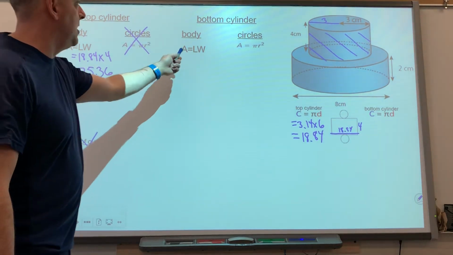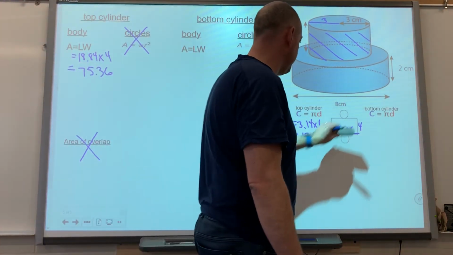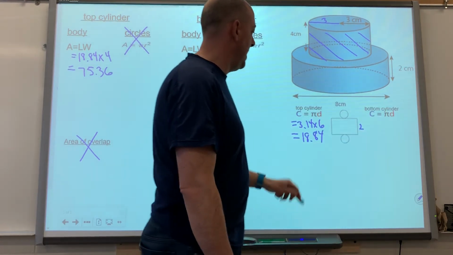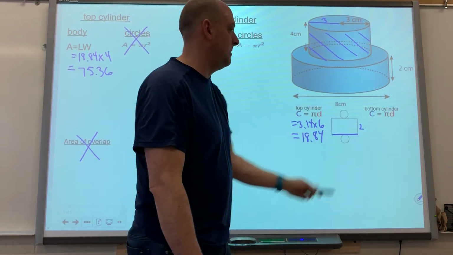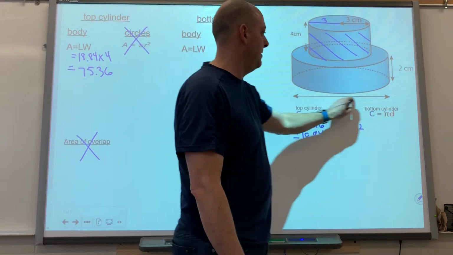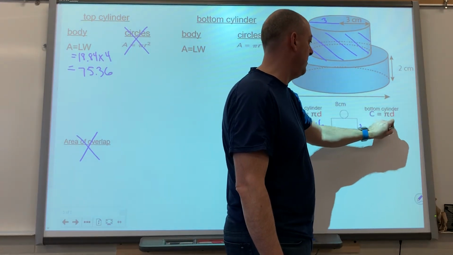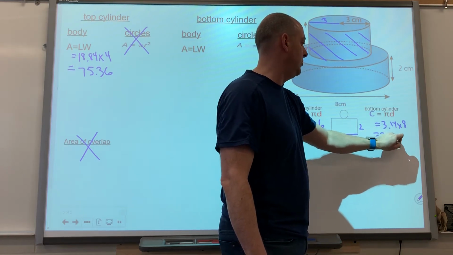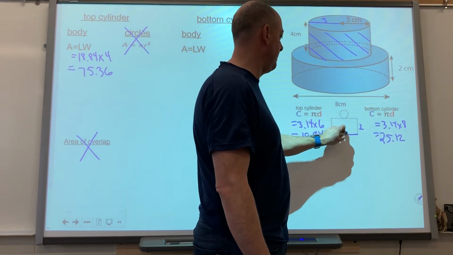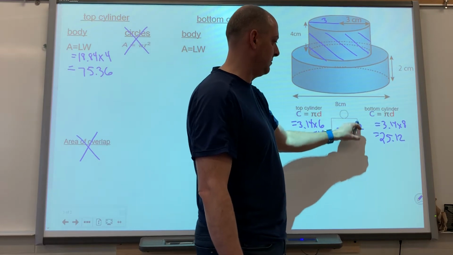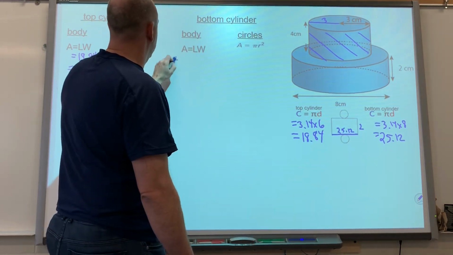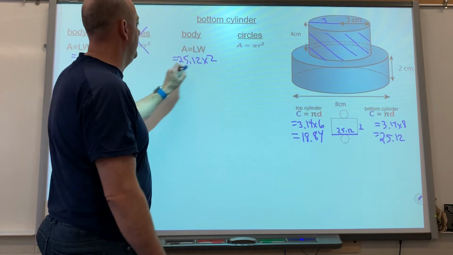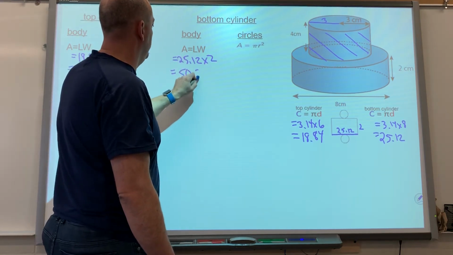We can also do the body of the bottom cylinder, same idea. We know that the height is 2, and we know that the circumference has to be pi times the diameter. The diameter is 8, so we will go 3.14 times 8, which should give us 25.12. So that's a 25.12 length times width of 2. So that equals 25.12 times 2, length and width, equals 50.24.